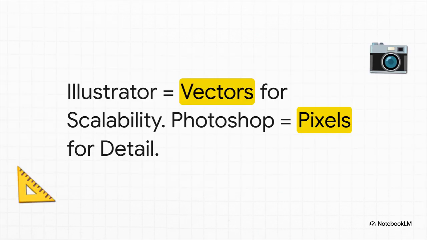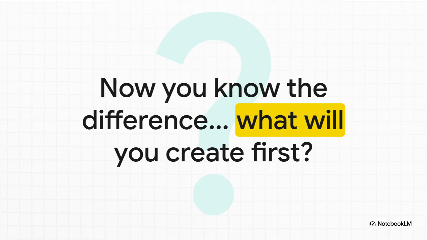So if your brain is full and you only remember one single thing from our chat today, make it this. Illustrator is vectors, and vectors are for scalability. Photoshop is pixels, and pixels are for detail. That's it. That's the whole game right there. So there you have it. You've got the key. You understand the fundamental difference, and you know exactly which tool to grab for which job. The only question left is, what amazing thing will you create first?